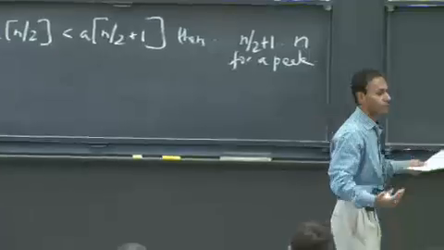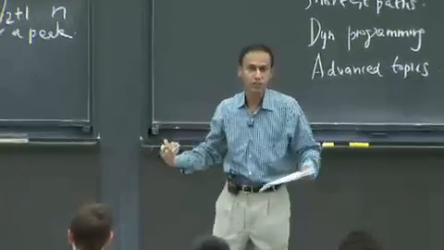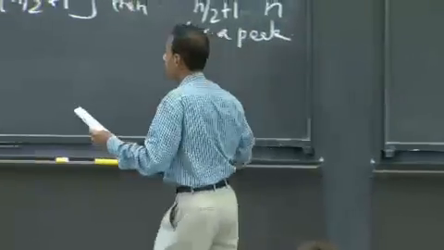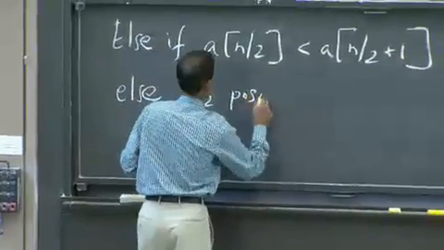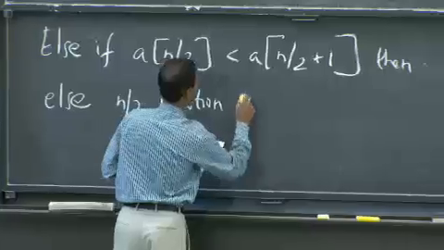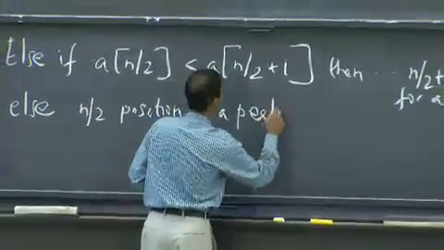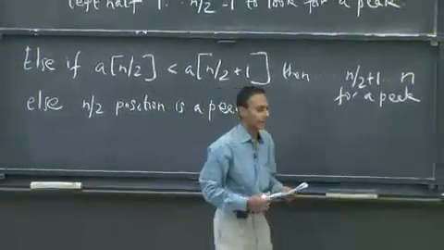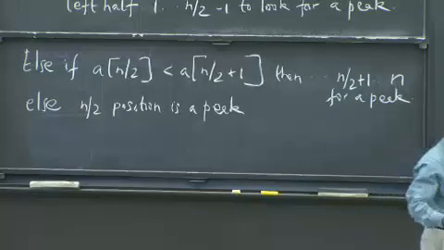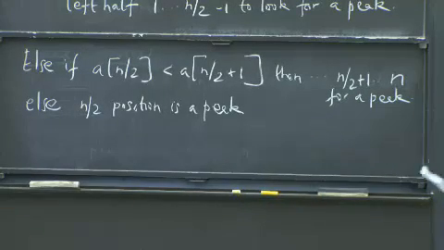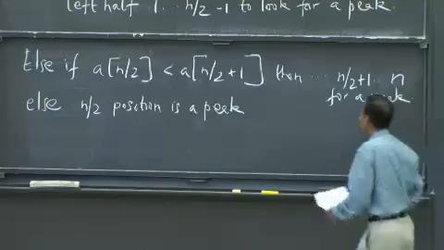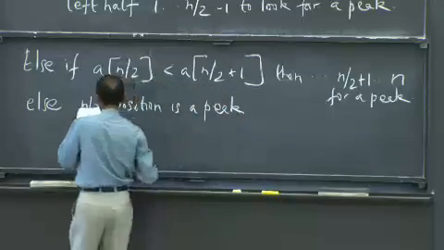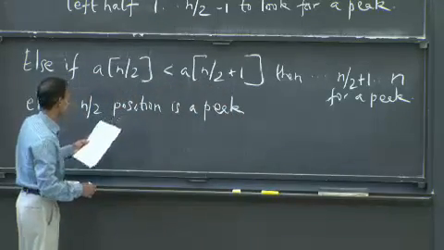Okay? That's actually the best case in terms of finishing early, at least in this recursive step, because now the n over 2 position is a peak. Because what you found is that the n over 2 position is greater than or equal to both of its adjacent positions. And that's exactly the definition of a peak. So you're done. Okay? So all of this is good.